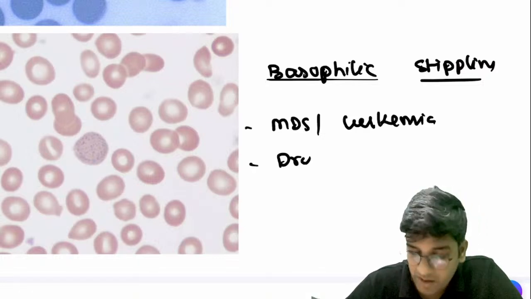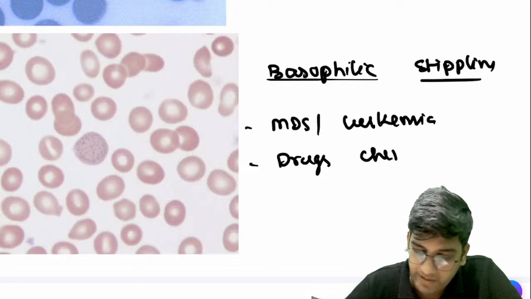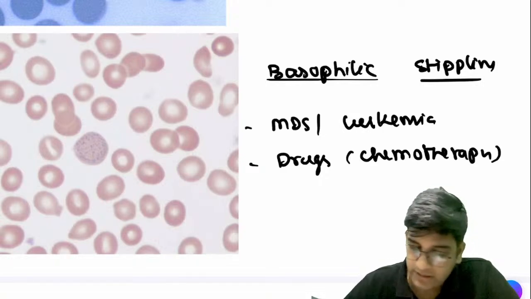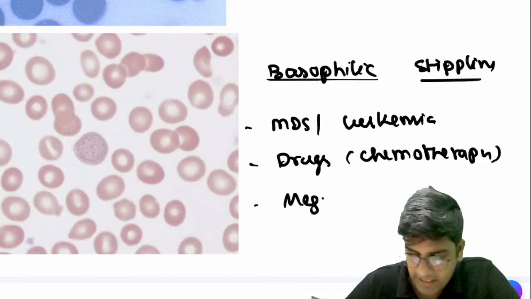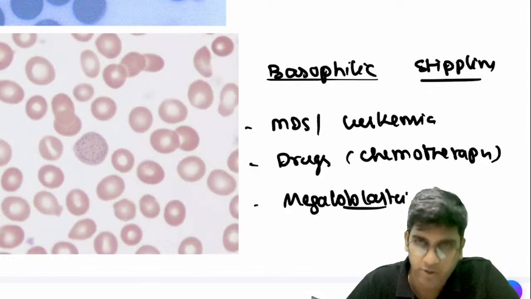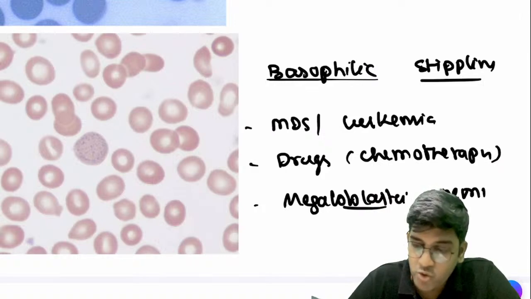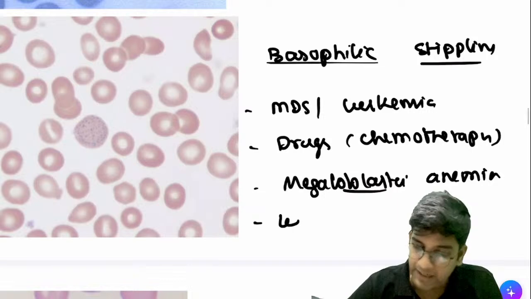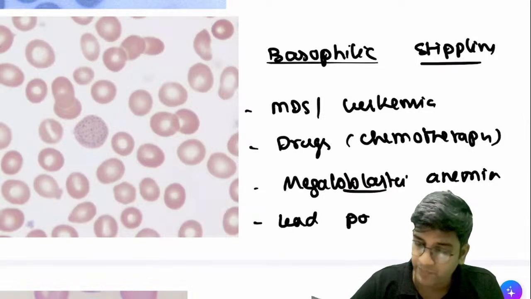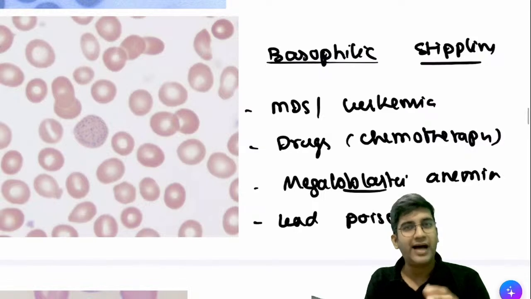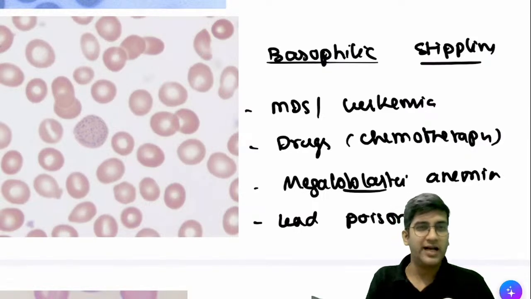This can happen with drugs, especially chemotherapy drugs, which interfere with the cell's nucleus. It also can happen in megaloblastic anemia. Again, a problem with the nucleus. Megaloblastic, it also is a nuclear problem, right? So whenever you have a nuclear defect, I'll have basophilic stippling. Lead poisoning, again, a problem in the enzymes. So whenever I have a problem in the nucleus, I'll have stippled RBCs. I have coarse and fine stippling, not required as of now, right? But stippled RBCs, you should be able to identify, right?